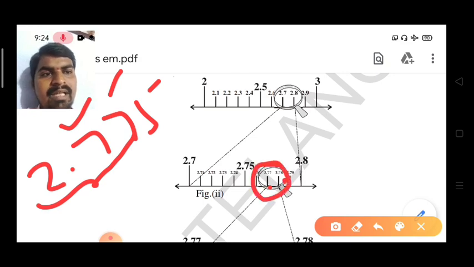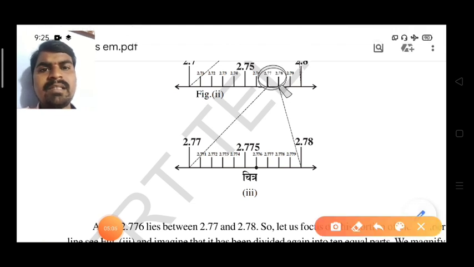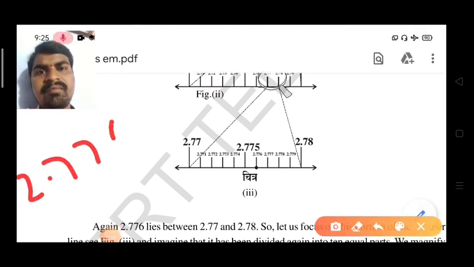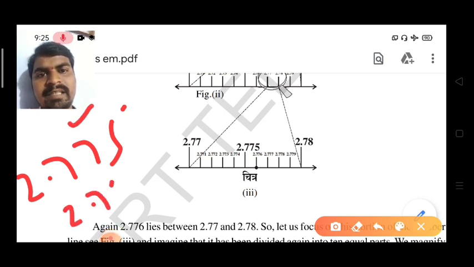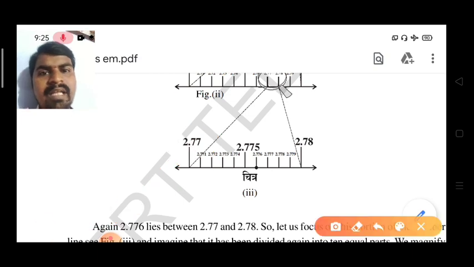2.78. You have to select that. That is the second step. And in this problem there are only 3 steps, because the problem is 2.775. So you already selected 2.77 and 2.78. It is the second step, and you already selected these 2 numbers. So you observe here, after selection you have to take 2.77, 2.78.